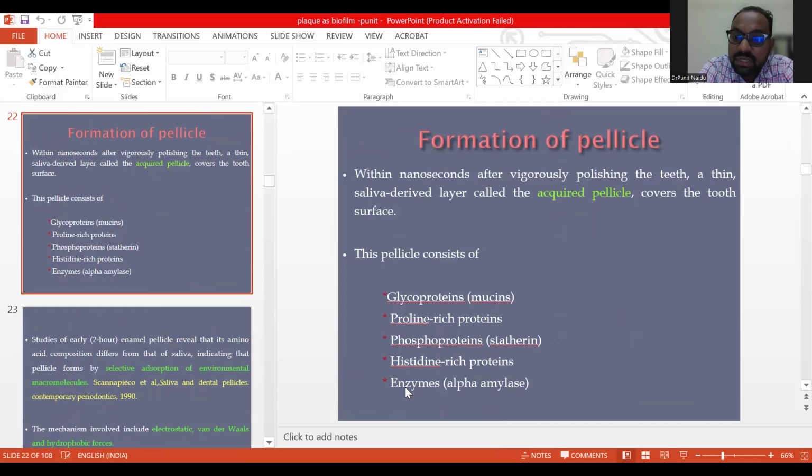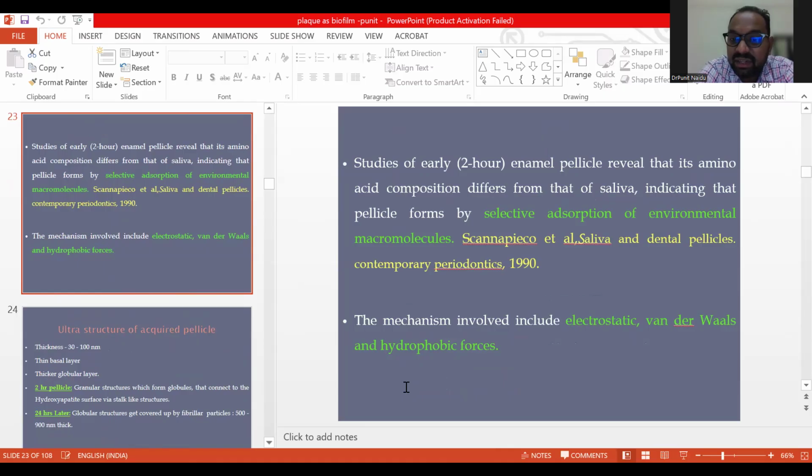The pellicle, which forms a coating on the tooth surface derived from the saliva, is called the acquired pellicle. This pellicle consists of glycoproteins, proline-rich proteins, phosphoproteins, histidine-rich proteins, and enzymes. Studies of the two-hour enamel pellicle reveal an amino acid composition differing from that of saliva, which indicates that the pellicle forms by selective adsorption of environmental macromolecules. And the mechanisms involved are electrostatic, van der Waals, and hydrophobic forces.